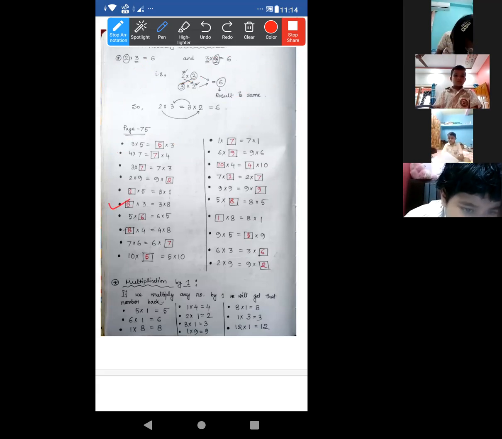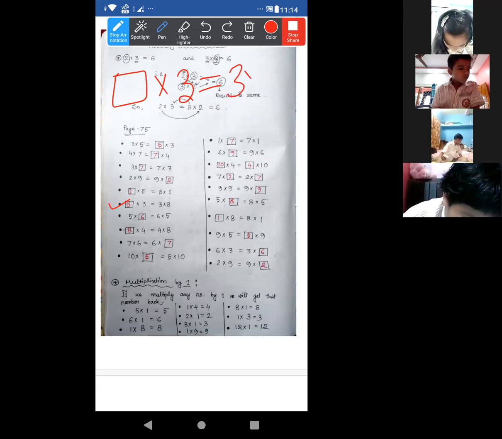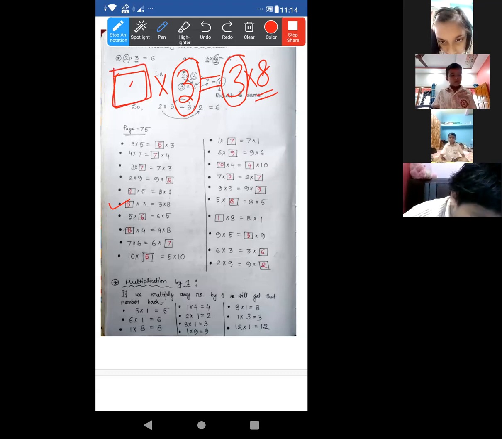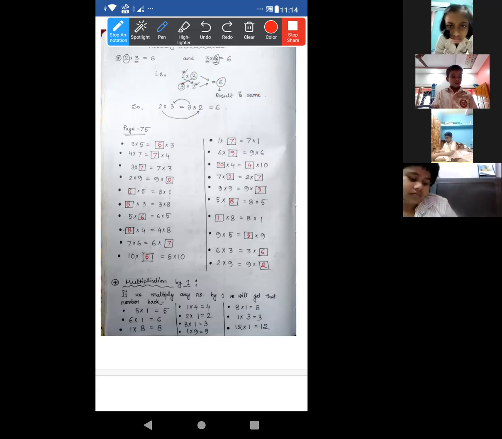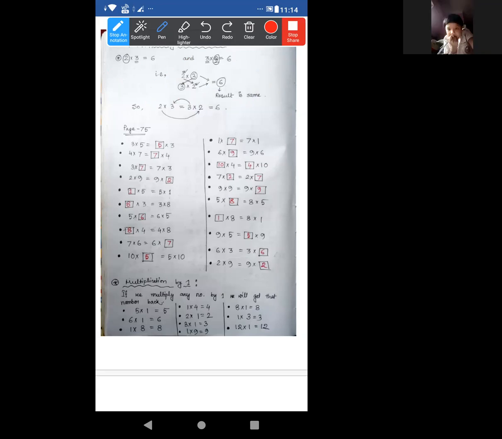Suppose this one I am explaining, box into 3 is equal to 3 into 8. So what will be the answer? Look, 3 is already present, here is also 3 present, but here 8 is in the last position. So definitely here 8 will be in the first position. So it will be 8. Understood? All of you understood?